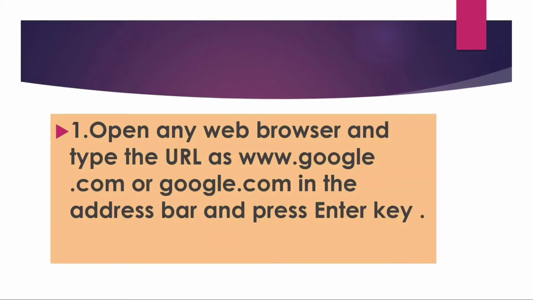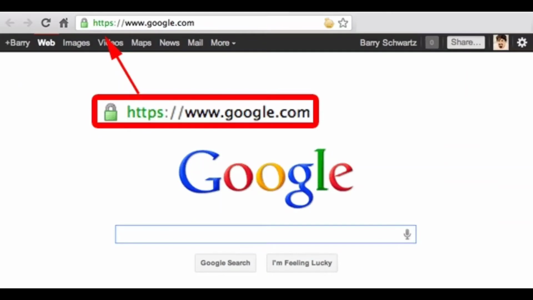The first step is to open any web browser and type the URL as www.google.com. The URL is www.google.com, and the World Wide Web is www, or google.com, in the address bar, and press the enter key. When you write www and press the enter key, this page will appear.